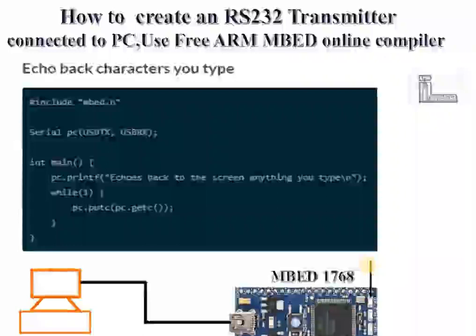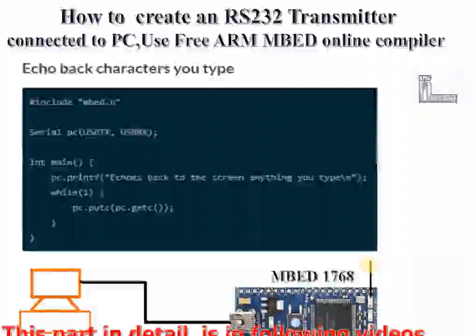So right now there is no message communication system. The only thing is, whatever you are typing is coming back. Suppose when I type A, my name has to come back, then I can program it accordingly using this language. And this is called the ARM Mbed online compiler, and there is a separate detailed video on ARM Mbed microcontroller firmware creation using C++. This part will be discussed in the following videos.